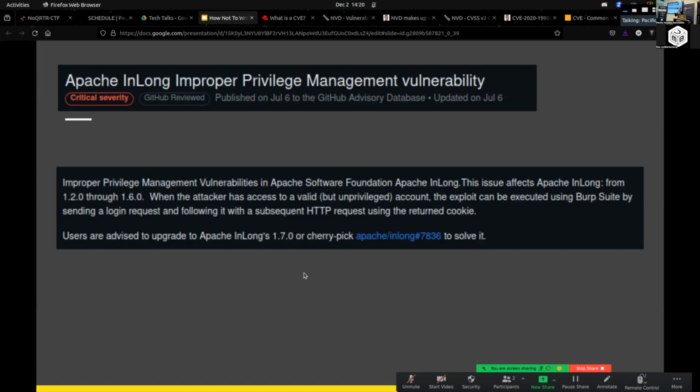So just for reference, I don't need to know what tool you use. It's cool that you use Burp Suite, I'm very impressed, but I don't need to know that. What login request do you send? What would you follow with? What return cookie? What? This again is all the information we have.